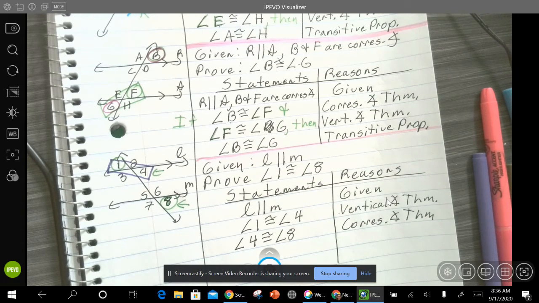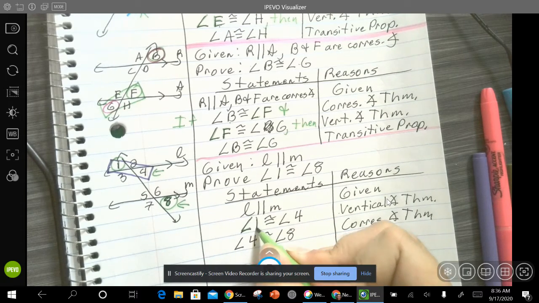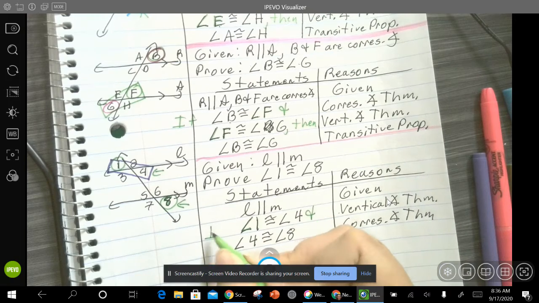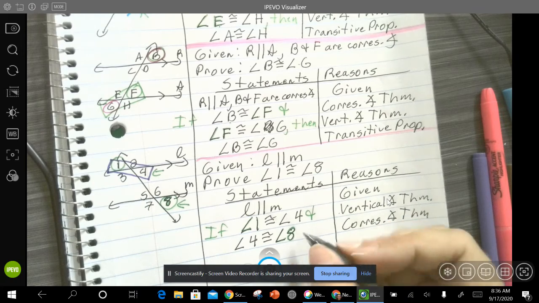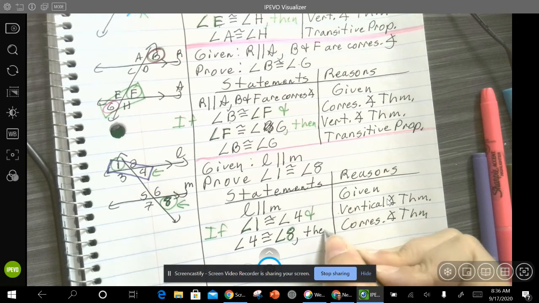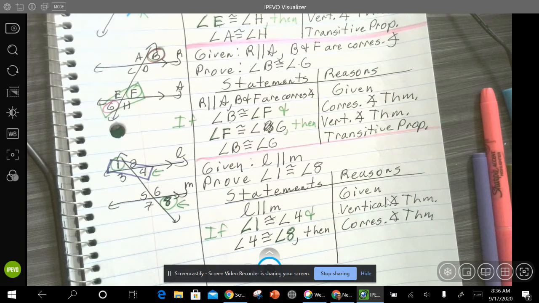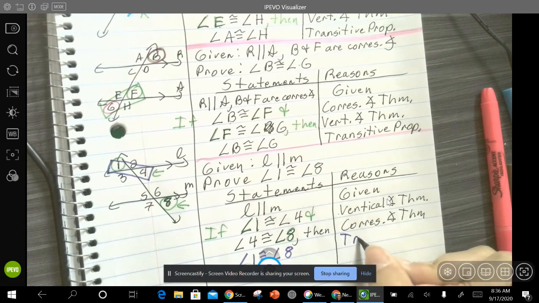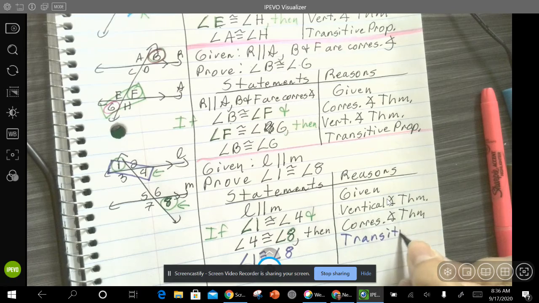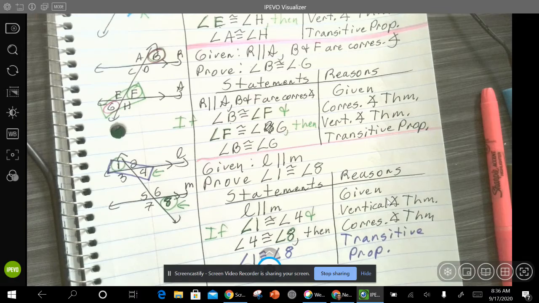And so now we're ready to prove, right? Because angle 1 is congruent to angle 4, and angle 4 is congruent to angle 8. Okay, so that means that they are both congruent to angle 4. So then, therefore, they're both congruent to each other by our transitive property.